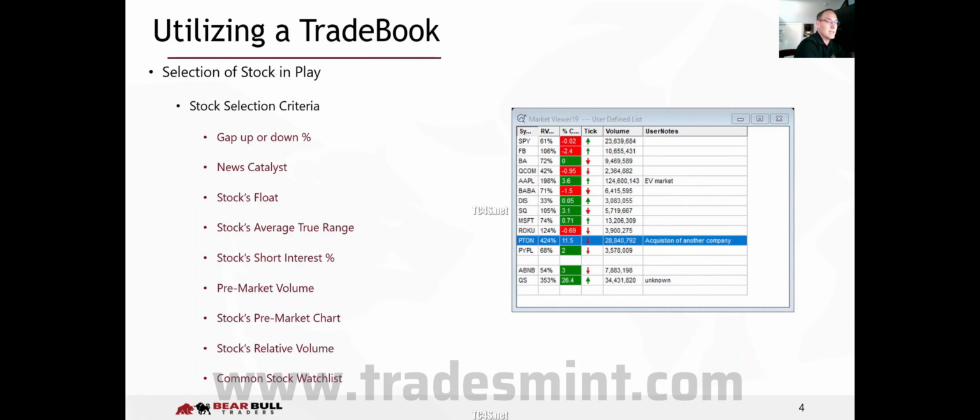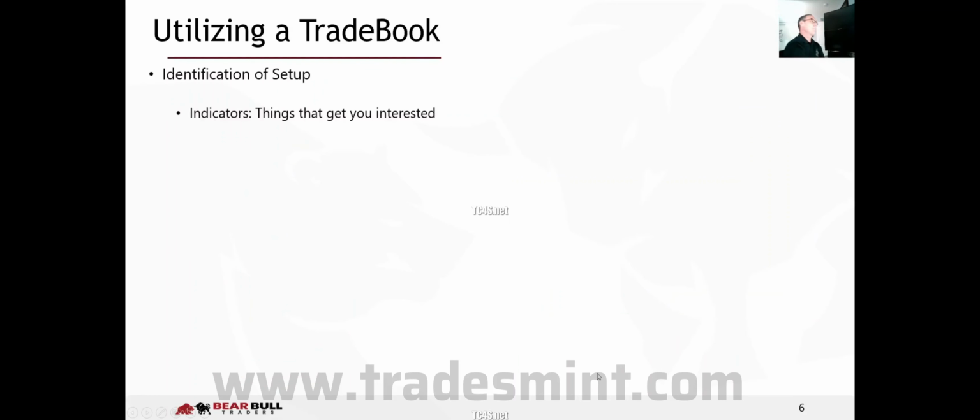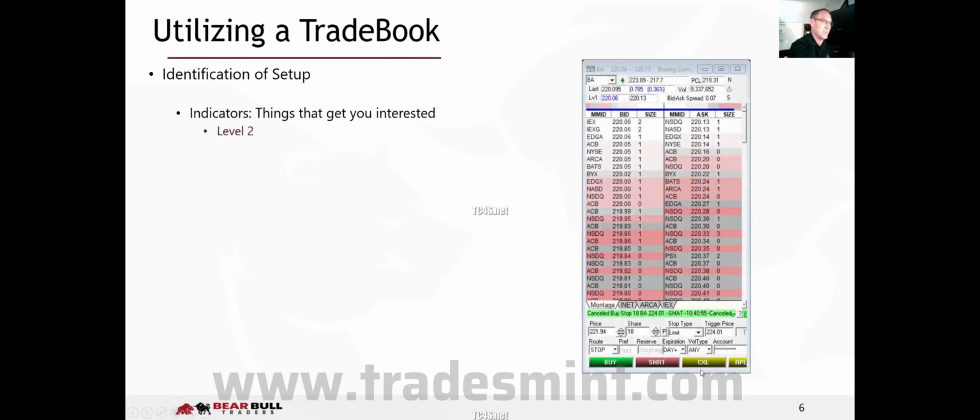So that's how you determine what stock selection you want. So now how do we identify what we want to see? It begins with those indicators. Remember, those are the things that get you excited, that make you sit up in your seat. What are some of those things?